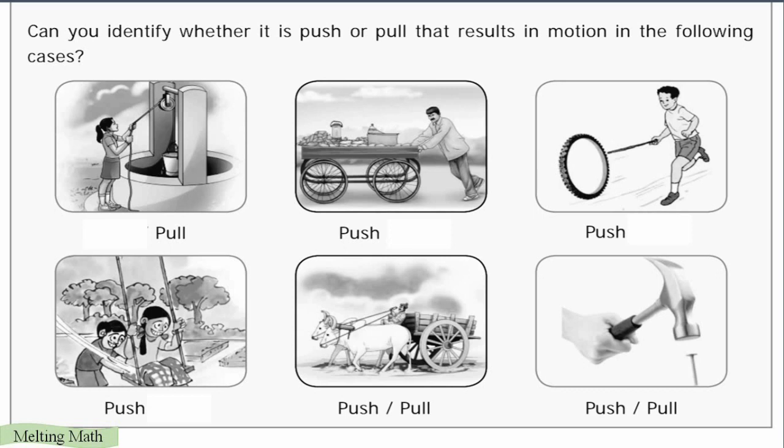Next one, the man pulled the bullock cart rope to stop the vehicle. Here, pull is the answer. Next one, here they are hitting the nail with the hammer to insert the nail. So push is the answer.